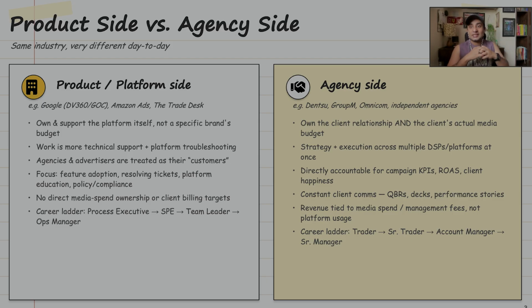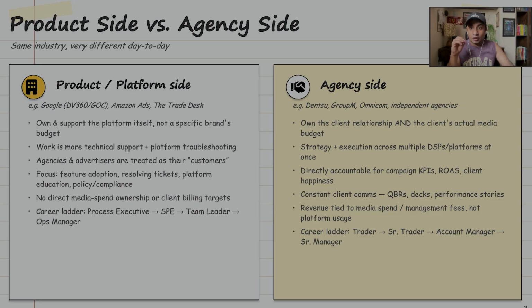In agency side, like Dentsu, Group M, Omnicom, independent agencies. Now, how I am able to tell you all this is because I have worked on both sides, and both sides have their pros and cons. That's a different video altogether if you want to discuss that. However, the basics of agency side are: here you own the client relationship and the client's actual media budget.